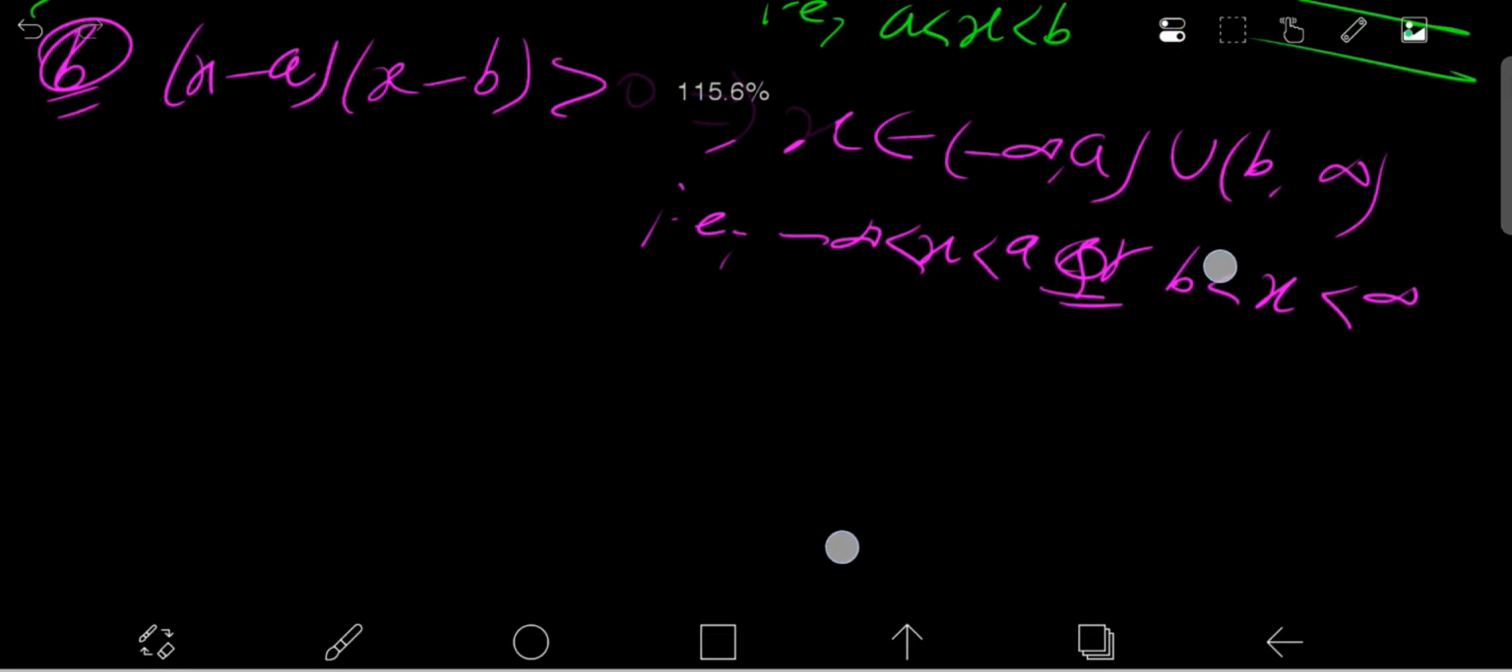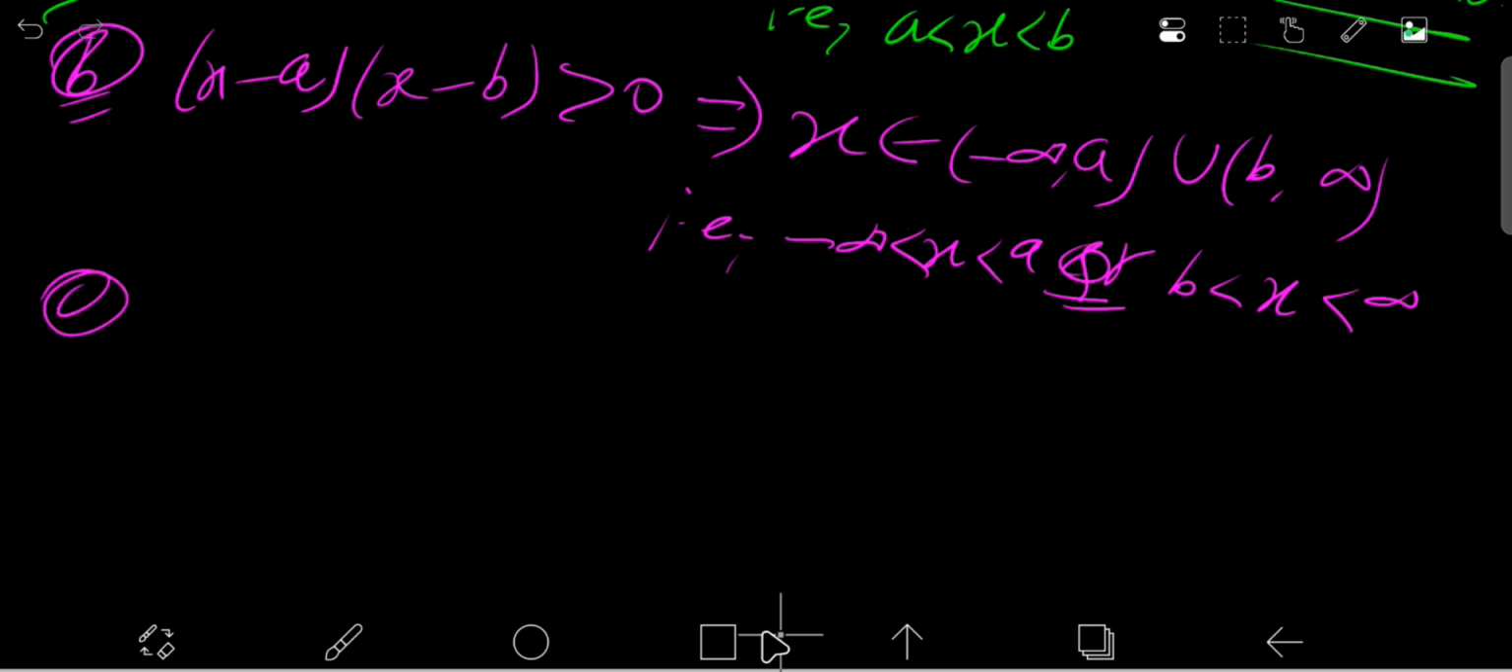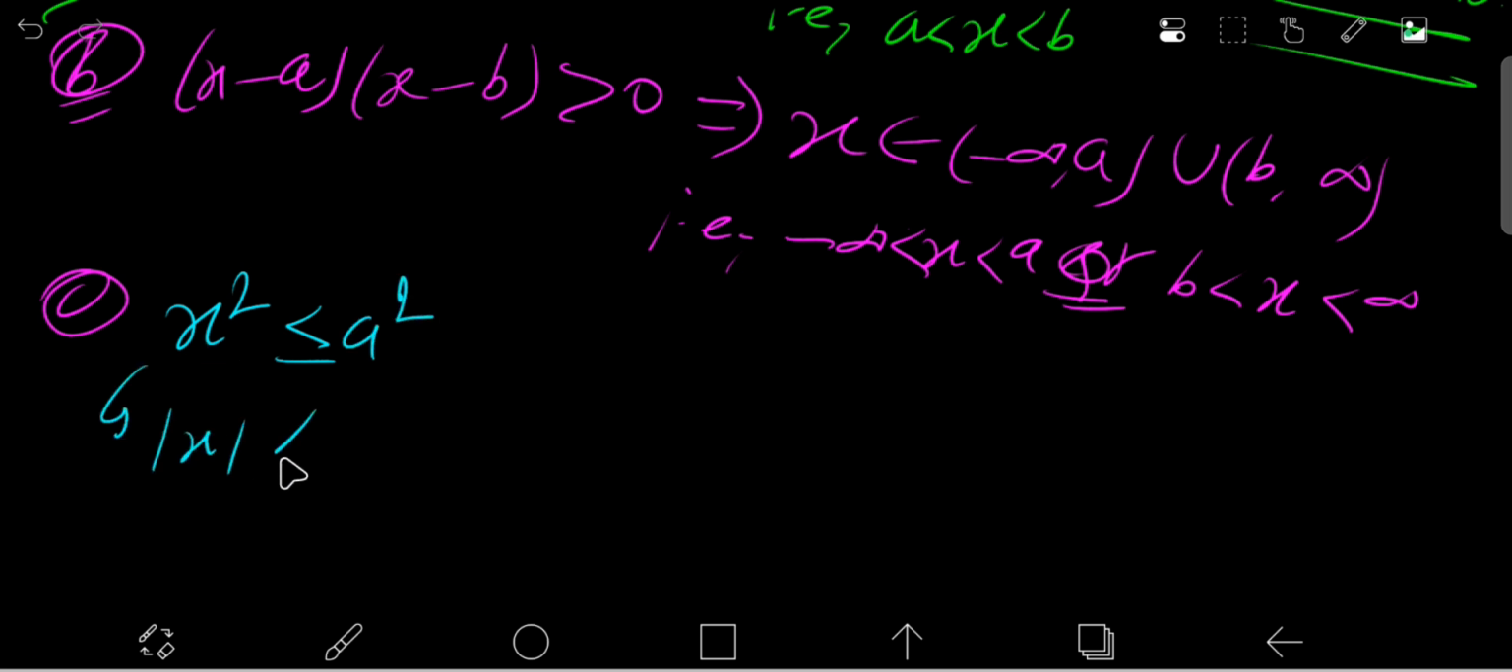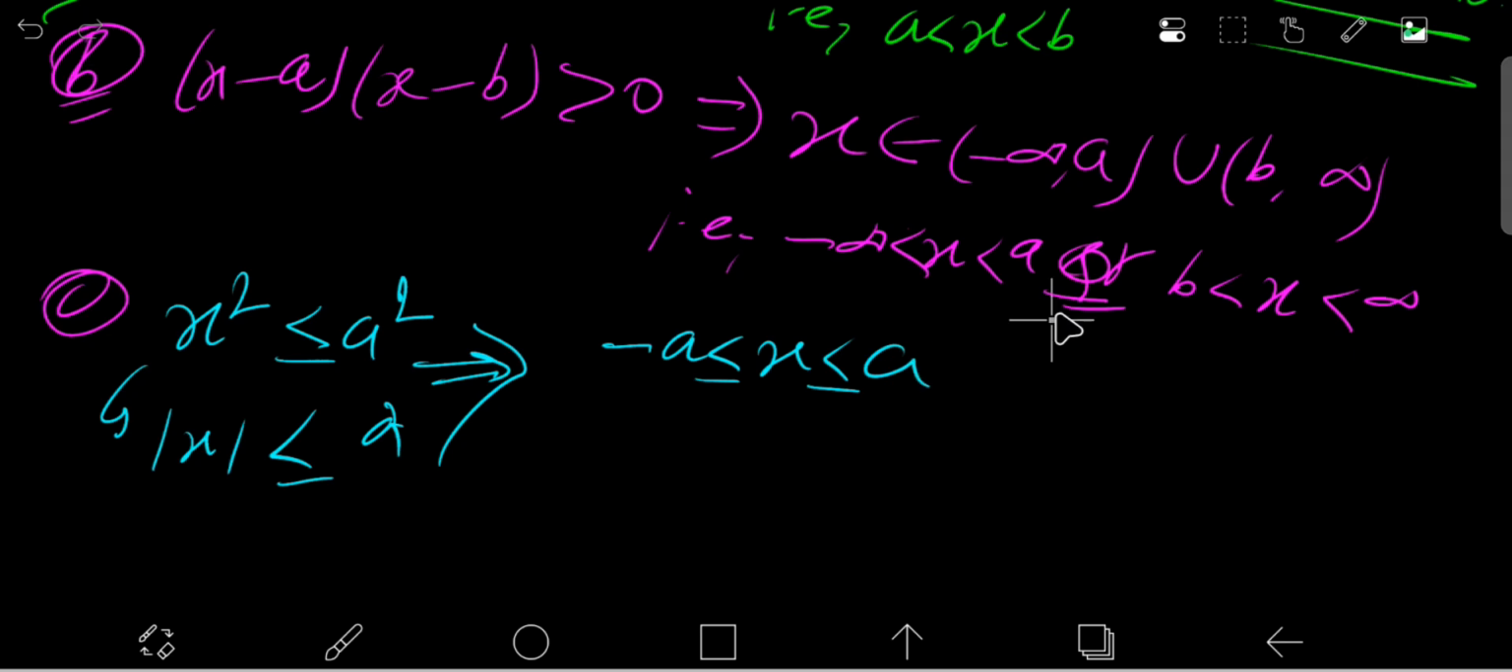And the third point: in the same way, if the expression is given in modulus form or square form, x square or mod functions behave the same way. If x square is less than or equal to a square, or mod x is less than or equal to a, then the solution is x lying between minus a and plus a, with the equality sign included.